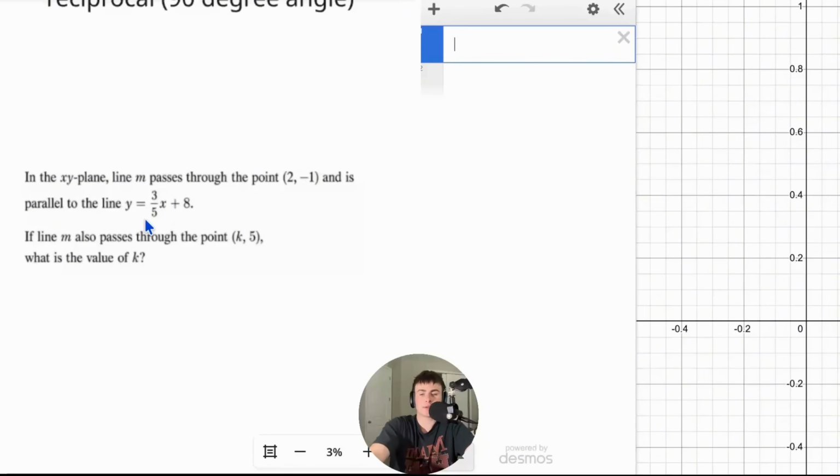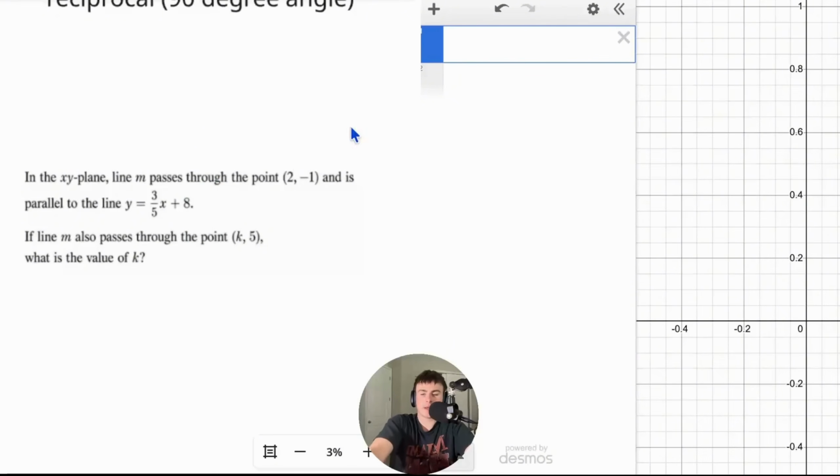So if it's parallel, that means the slope is also 3 over 5. By the way, if you don't know, the slope is going to be the thing that's attached to the x value. So 3 over 5 is our slope here. Therefore, if our line M is parallel to that, then the slope is also 3 over 5x. So I'm probably going to use custom regression here. Now, line M also passes through this other point. What's the value of k?